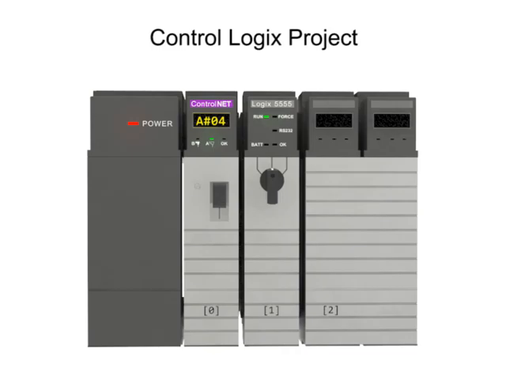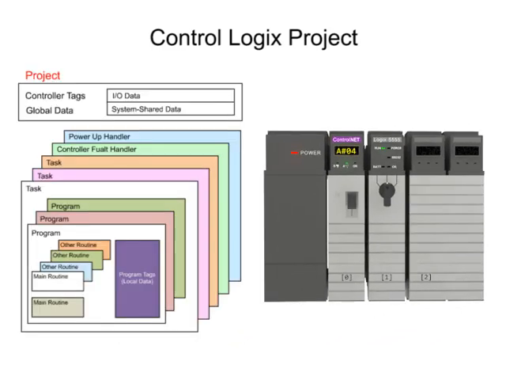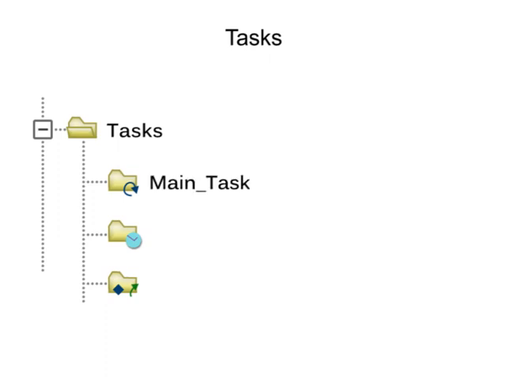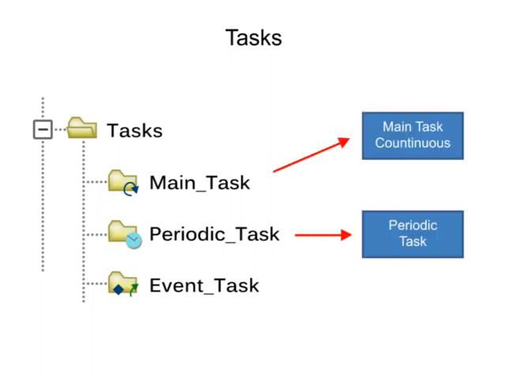A ControlLogix project is comprised of tasks that contain programs, routines, and other elements. Tasks within the project set the execution priority for one or more programs and schedule the program's execution. With up to 32 tasks available, they are configured to execute continuous, periodic, or event-based.